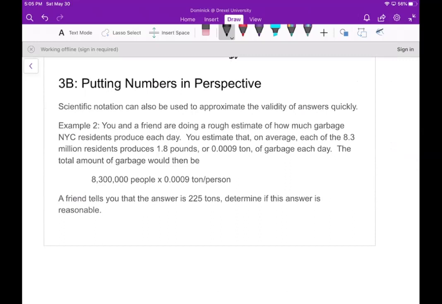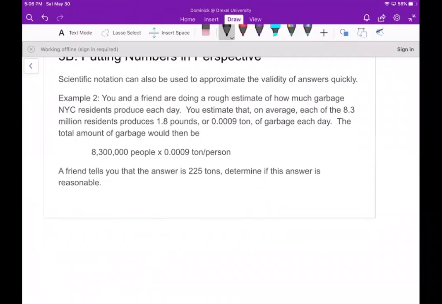Okay. One other cool thing about scientific notation is that you can use it to approximate how much an answer makes sense, fairly quickly without finding the actual value, right? So in this example, we say that you and your friend are doing a rough estimate of how much garbage New York City residents produce each day.